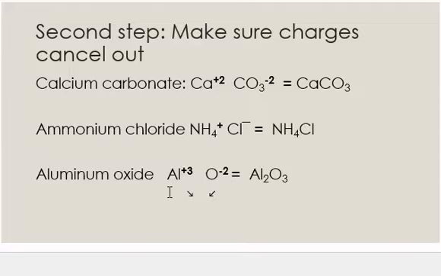Aluminum oxide is made of ions whose charges are not opposites. Aluminum has a +3 charge and oxide has a -2 charge. The least common multiple for 3 and 2 is 6. 2 aluminum cations will give a charge of +6 and 3 oxide anions will give a charge of -6, so the overall charge will be 0.